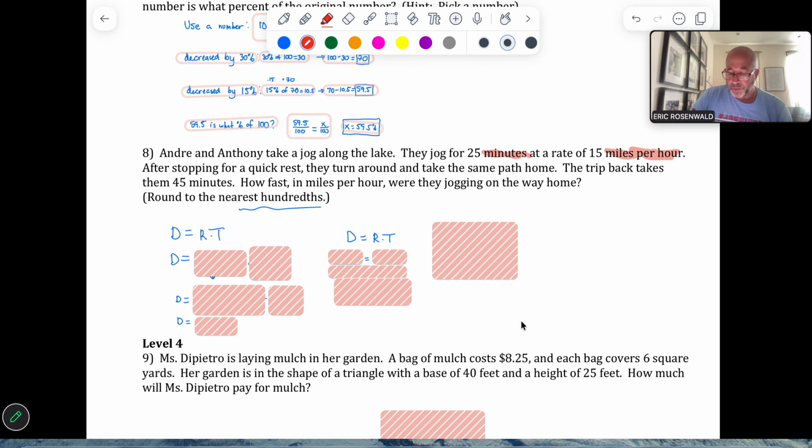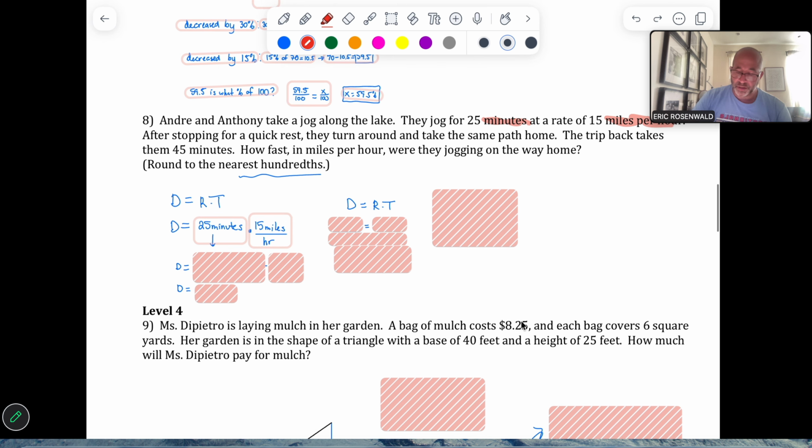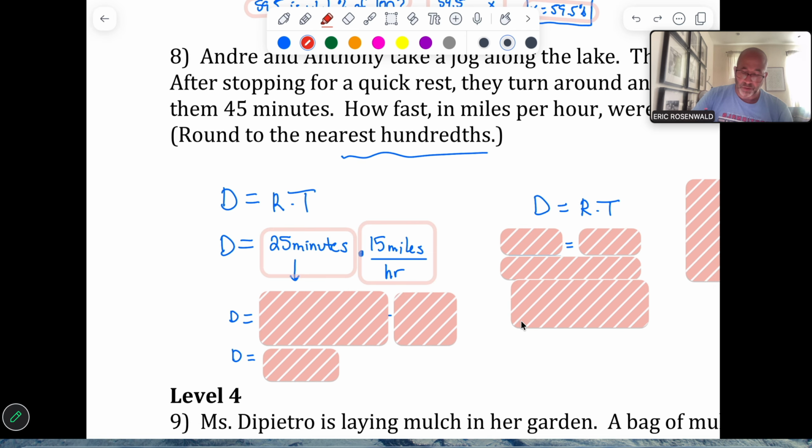So if we take a look at this first part of the problem, the distance is equal to rate times time. The time is 25 minutes, but the rate is 15 miles per hour. Okay, I switched these two, but it doesn't matter, they're interchangeable. Either way, it still works out the same. Now, I don't want to work with minutes in this problem. Since my units are in hours here, I'd rather not work with minutes. So how do we convert this? Well, what we know is that in 1 hour, there are 60 minutes.